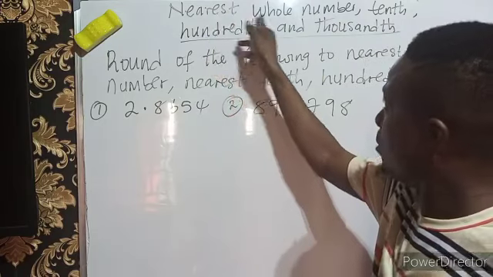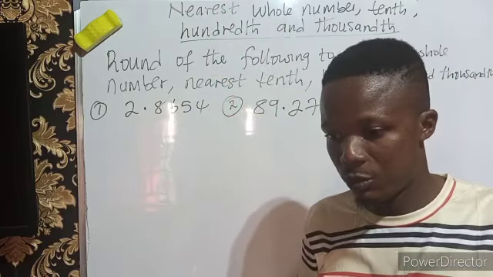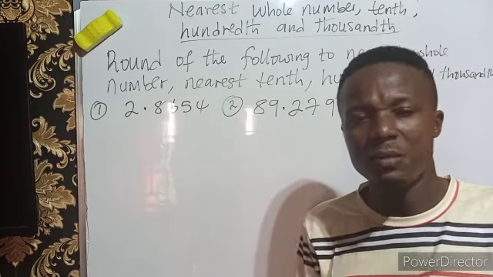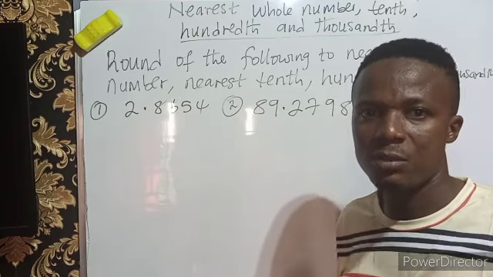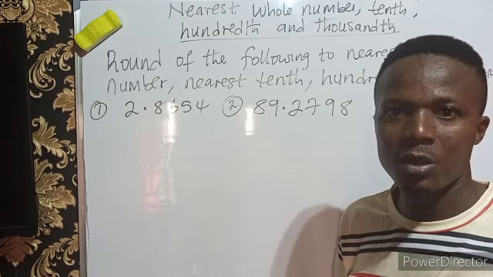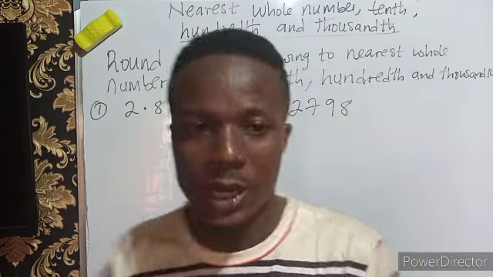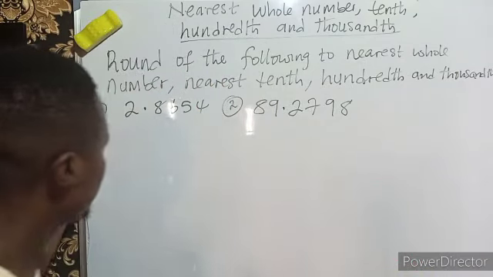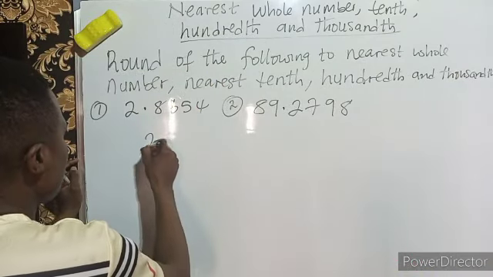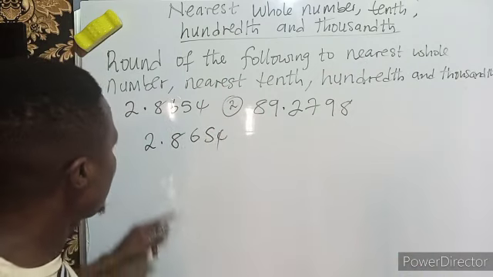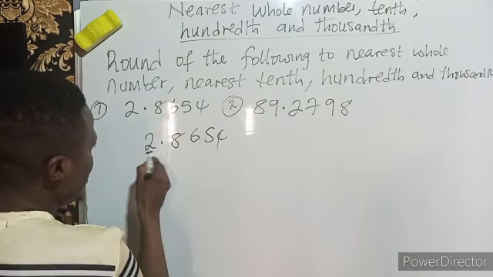Now, whole numbers do not contain a decimal point, so if you're asked to round any number to the nearest whole number, it means that they don't want it to be a fraction or a decimal, they want it to be a whole number. So your target should be the last digit of the whole number. Okay, so look at this question here. To round to the nearest whole number, when we have 2.8654, look at the whole number I'm having here, 2.